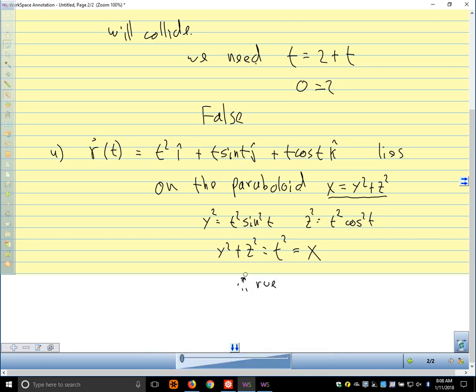So what would this curve look like? Thinking about the helix that we sketched last time, what would this curve look like?